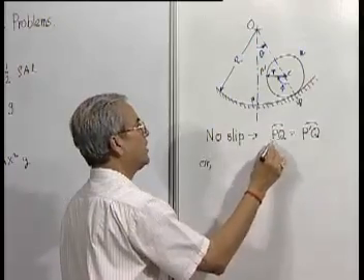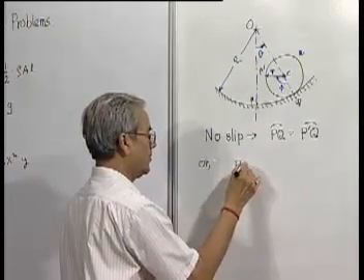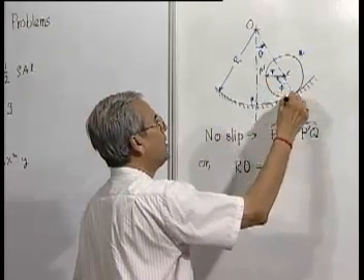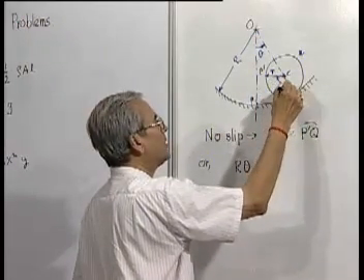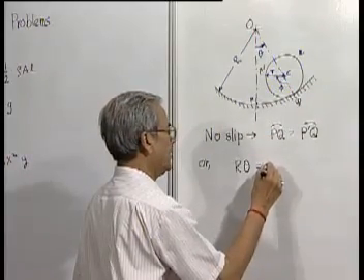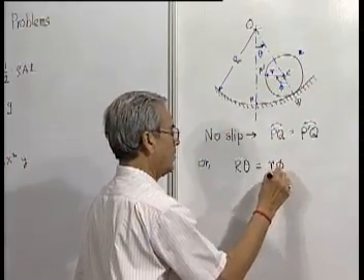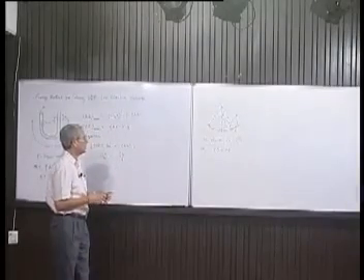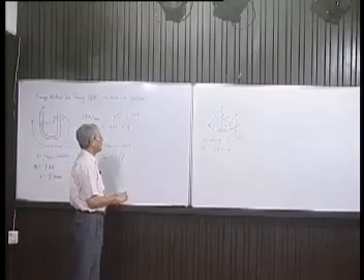Or we get PQ is equal to R into theta, and P prime Q is equal to small r into, if you consider this angle to be small phi, it will be r phi. This is the condition which we get from those two. This is the kinematic constraint.